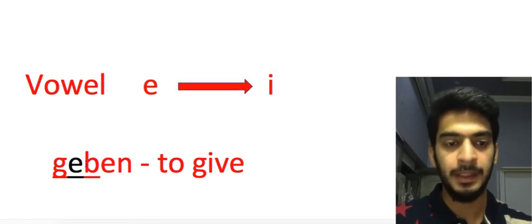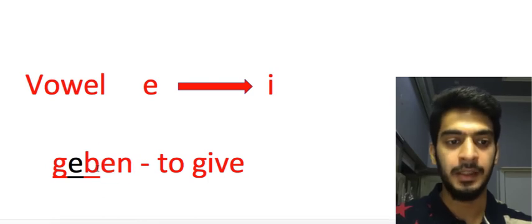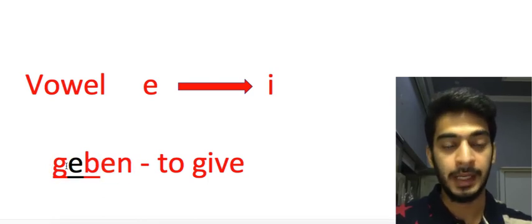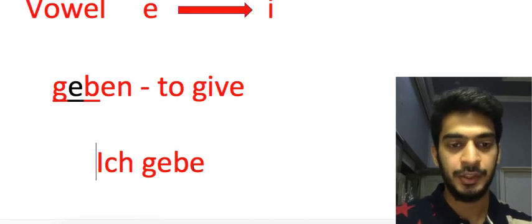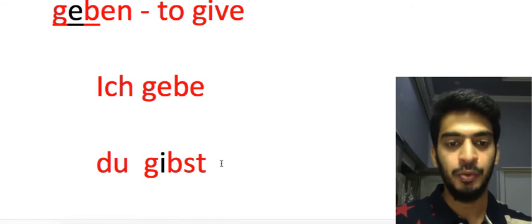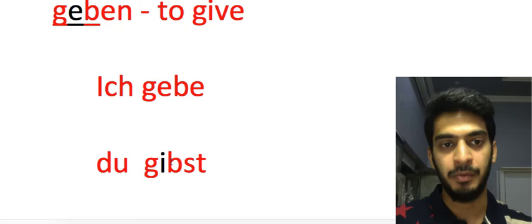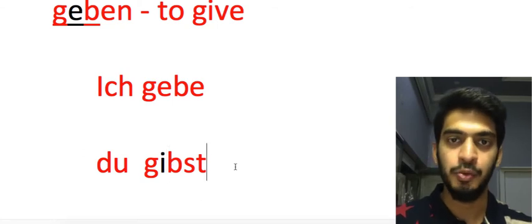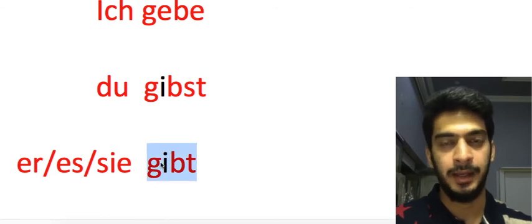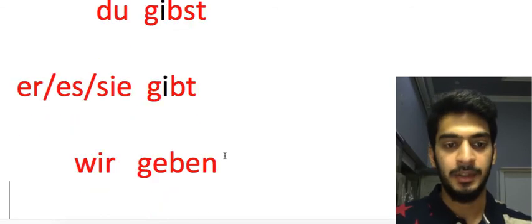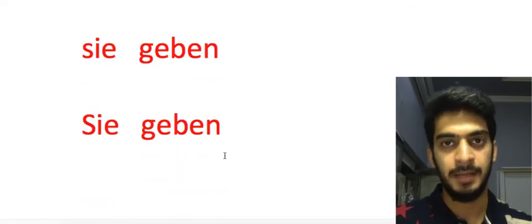We have an example, geben, which means to give. Discard en, we get geb. So again, the letter e is the vowel of the verb stem. Ich gebe, du gibst. The vowel e changes to i with the pronoun du. So we get du gibst. Sie, again the vowel e changes to i. Sie gibt. Wir geben, ihr gebt, sie geben, capital Z, geben.